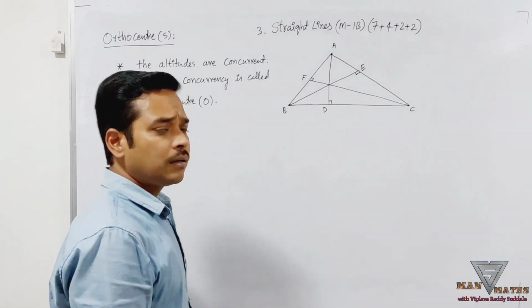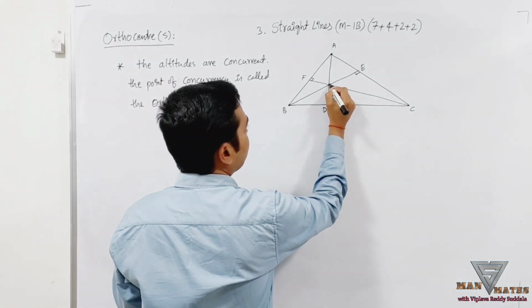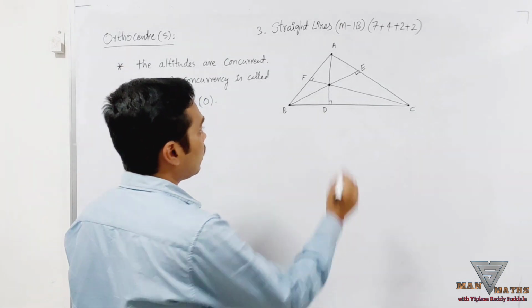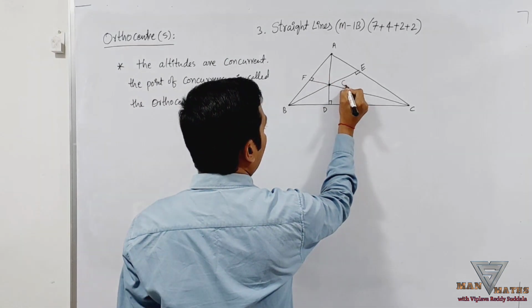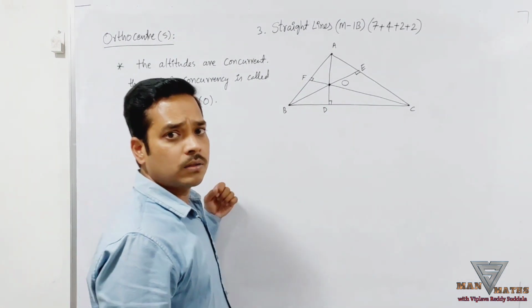In any triangle, altitudes are concurrent. Concurrent means meeting at a particular point or passing through a particular point. That point is called the orthocenter. The point of concurrency is nothing but the orthocenter.